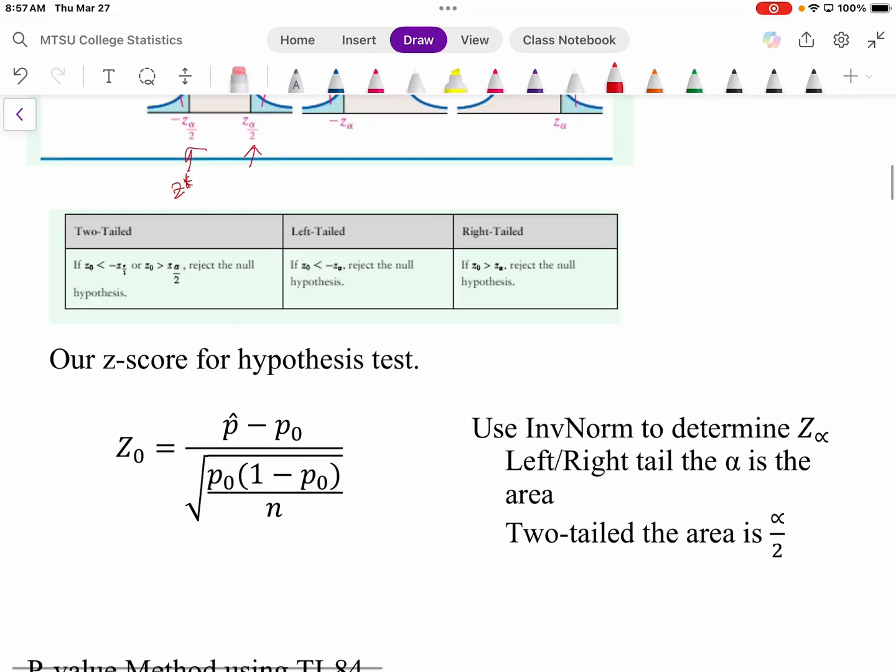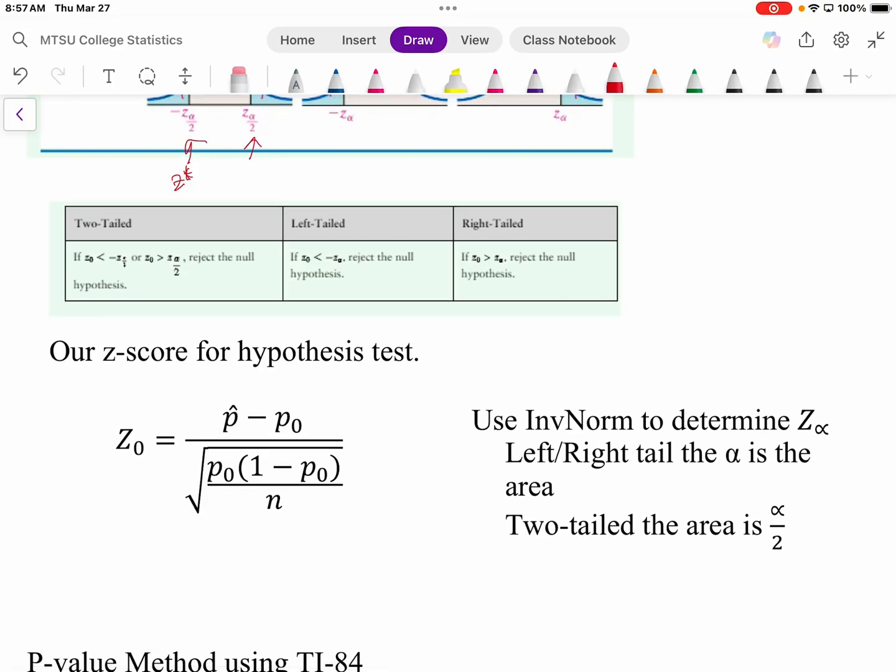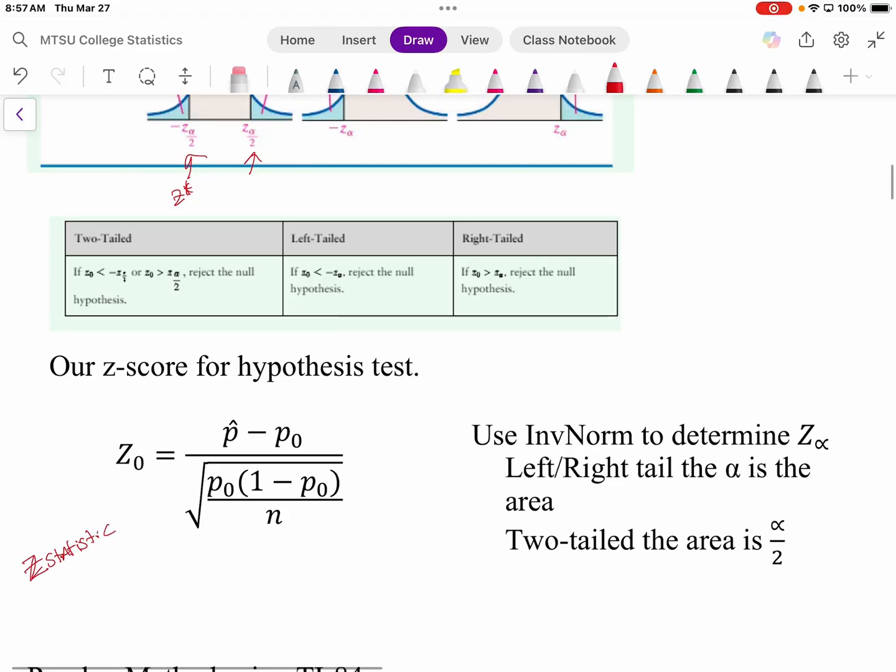If you chose that way, here is our z statistic. This is our little z statistic. It is different than the z-star. The z statistic is a calculation of your sample proportion minus your hypothesized proportion, and then you divide it by the square root of the hypothesized proportion times 1 minus that proportion, divided by n. The bottom is your standard error.